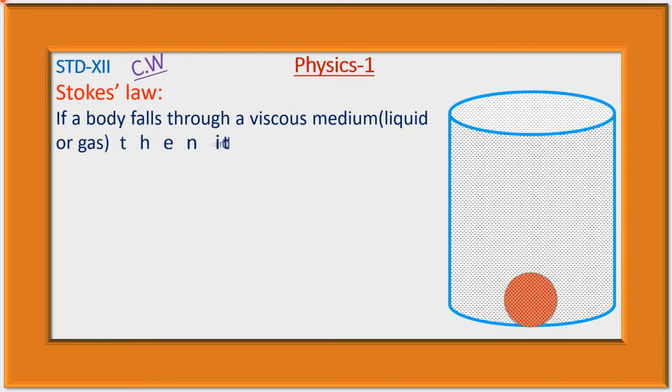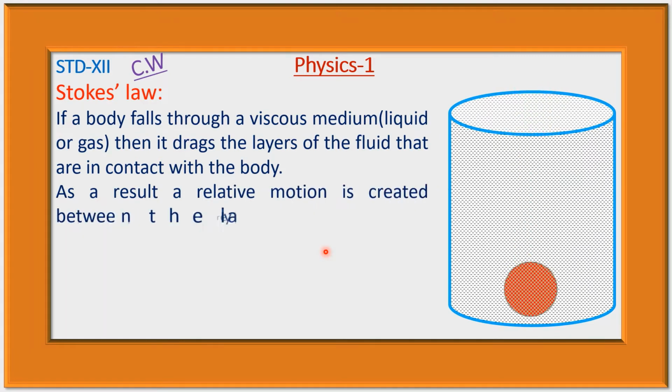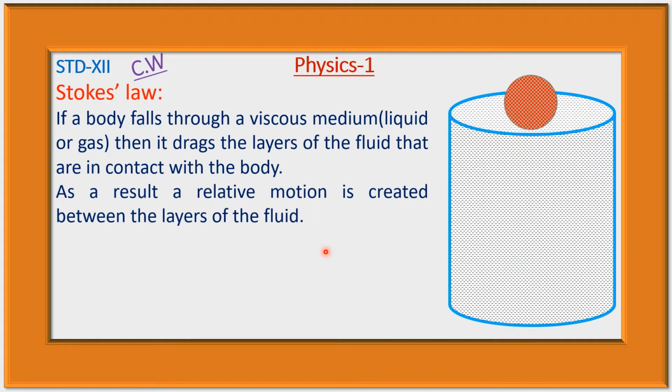If a body falls through a viscous medium, liquid or gas, then it drags the layers of the fluid that are in contact with the body. That is, when this sphere falls through this liquid, this body drags the layers of this liquid in contact with this body. As a result, a relative motion is created between the layers of the fluid.